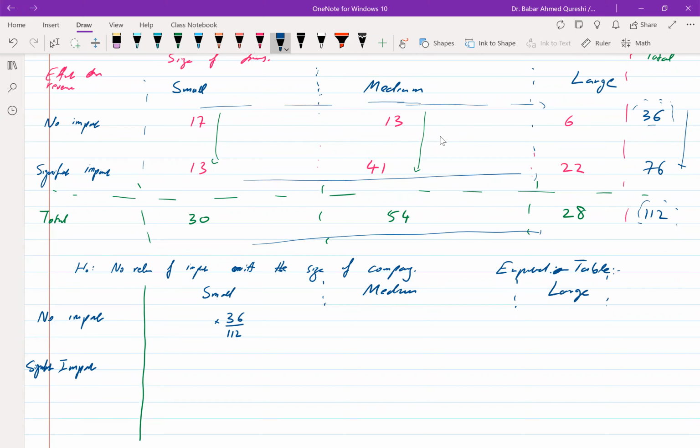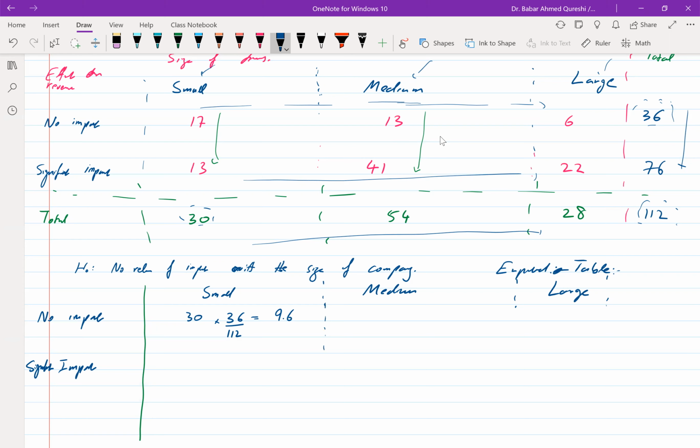And since I'm assuming that this probability does not depend on these categories, whether the company is small, medium, or large, I'm assuming that this probability holds true for all these three categories. So I multiply this probability by the total number of small companies I have in my data, which is 30. So that gives me the number 9.6.